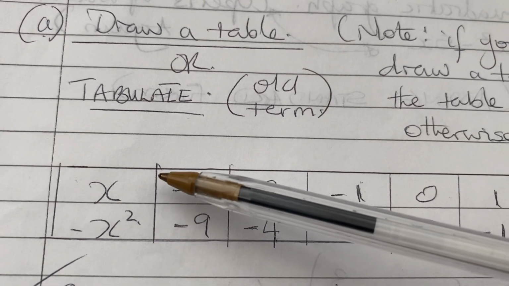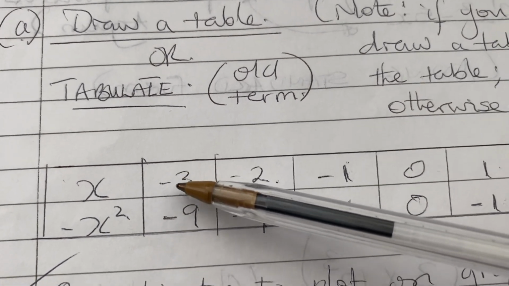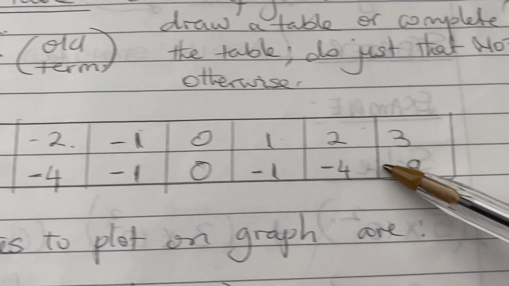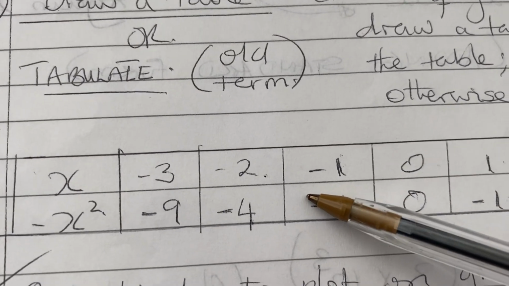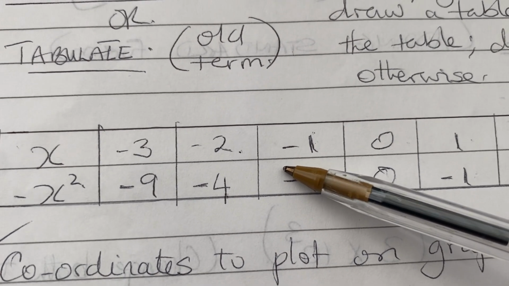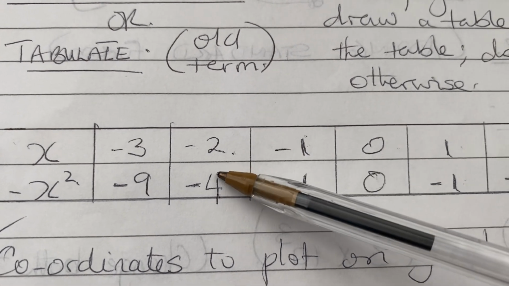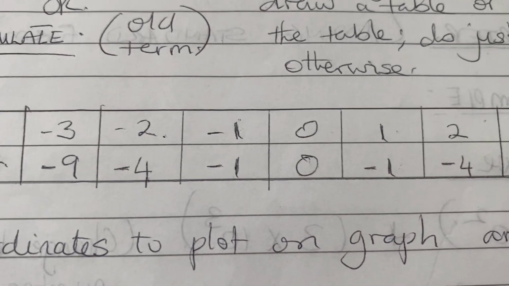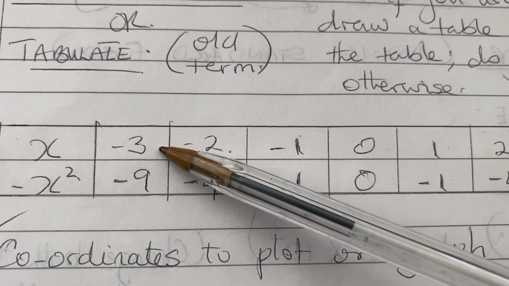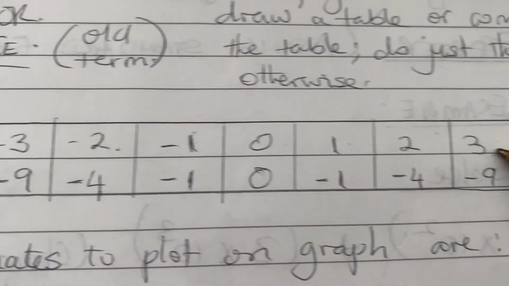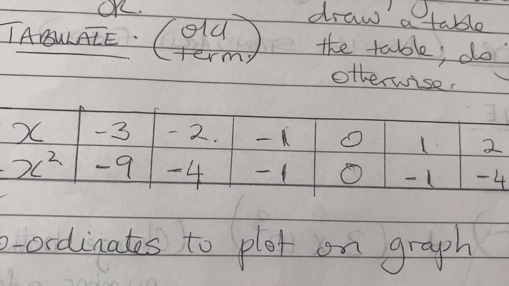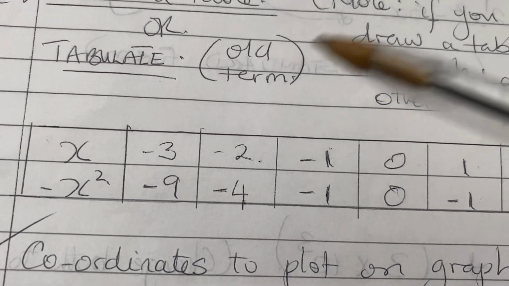So x is what? -3 to 3. Okay, here they said complete the table, so please complete the table. They might give you a table and make some out, or they might give you the intervals and then ask you to fill the rest in. So you can do that.